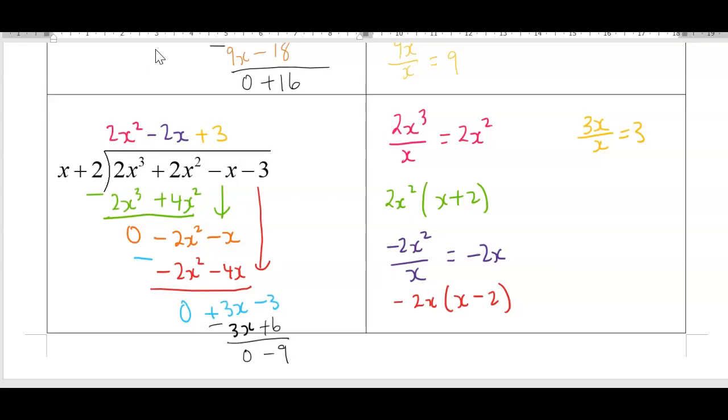So our final answer. All right, so our dividend, x plus 2, times 2x squared minus 2x plus 3. And our remainder is minus 9. So put the minus 9 on the end.